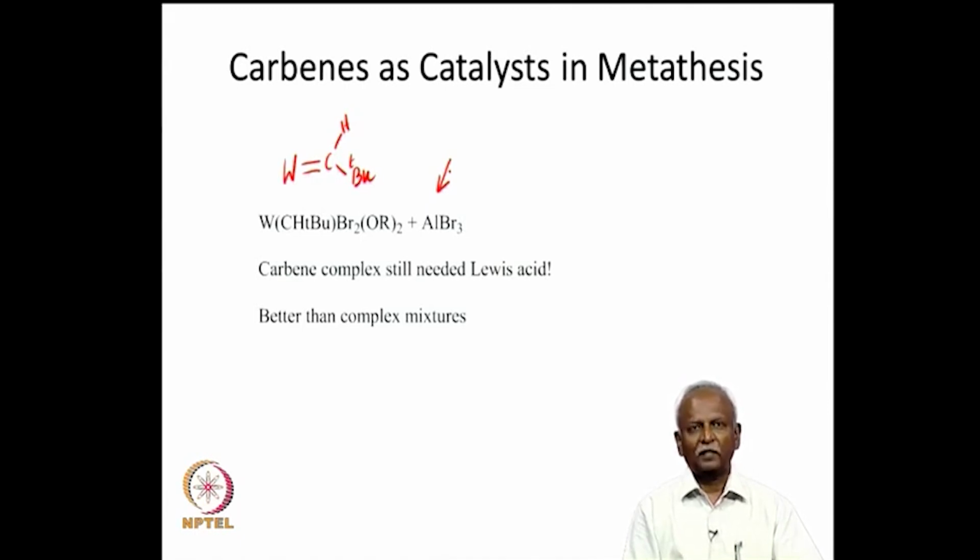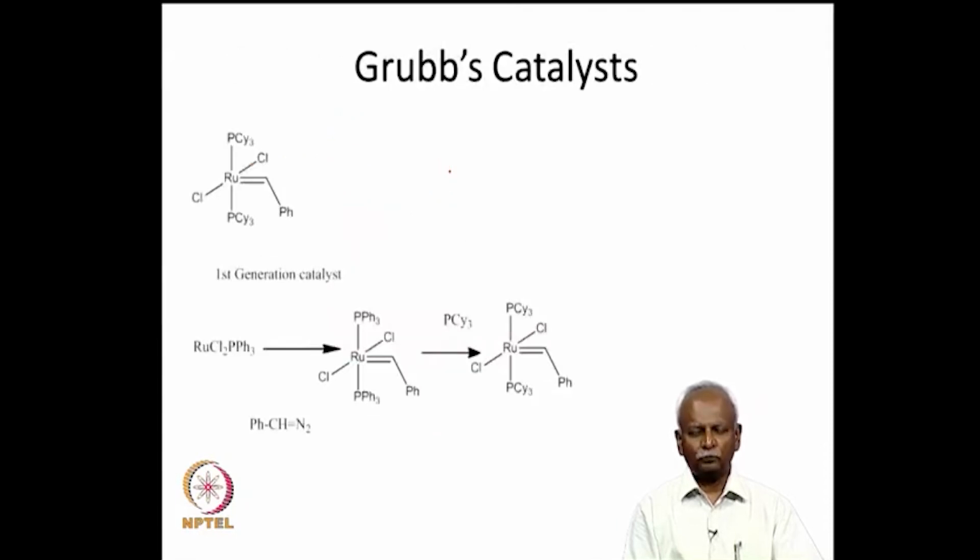So, this was better than complex mixtures. The complex mixtures that were originally known for carrying out metathesis reactions were extremely complex. This was better, it was 2 component, but still it was not as good as what one would desire. So, the first breakthrough came from the work of Schrock and Grubbs. We will discuss these two in detail. We will take up the Grubbs catalyst first, and then we will talk about the Schrock catalyst.